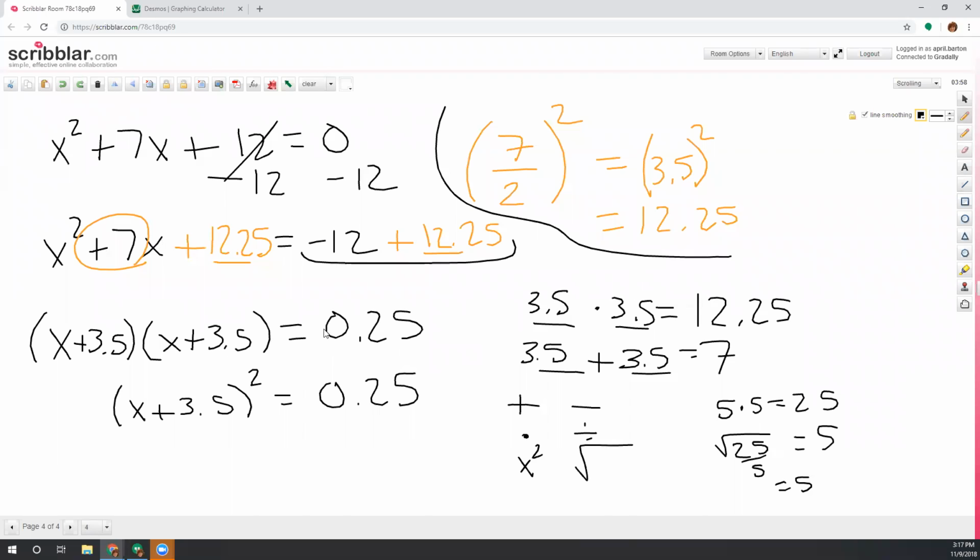So we're almost done with the process, but where we're at right now is we are taking this squared and doing the opposite, which is to square root.